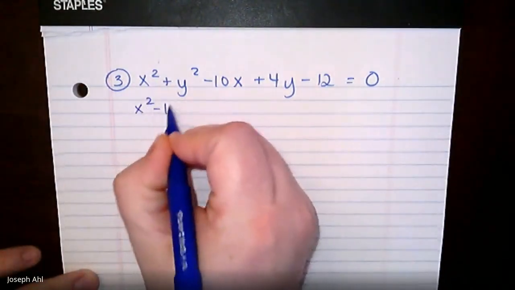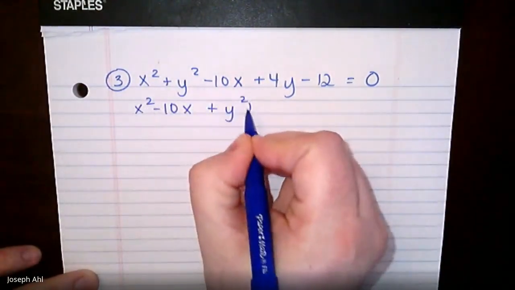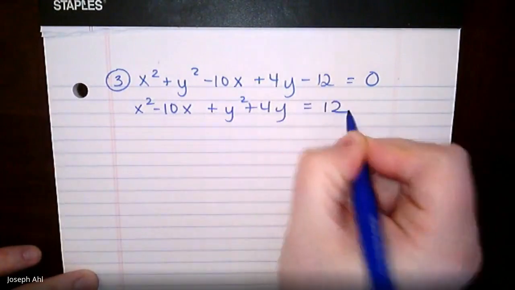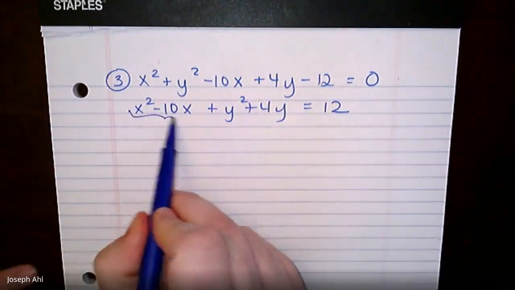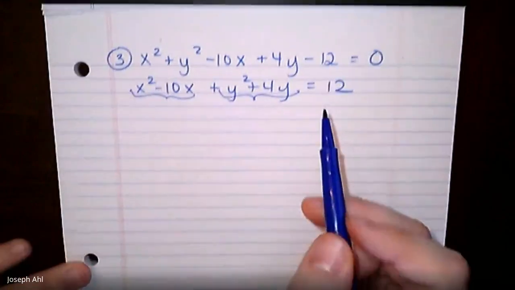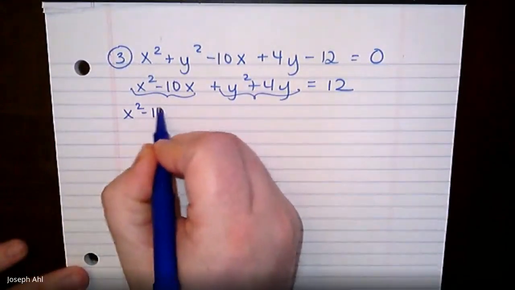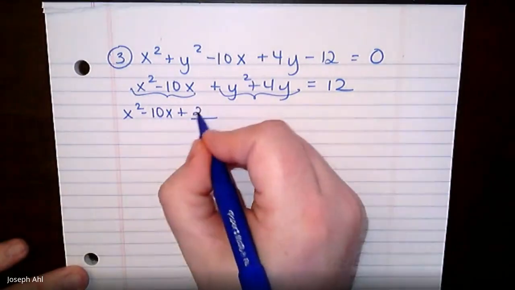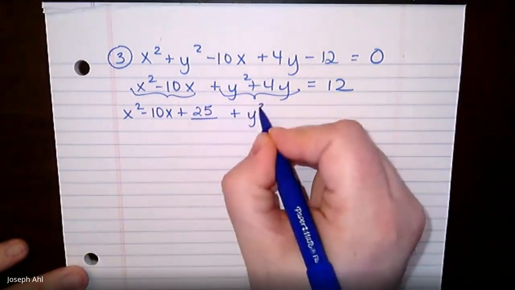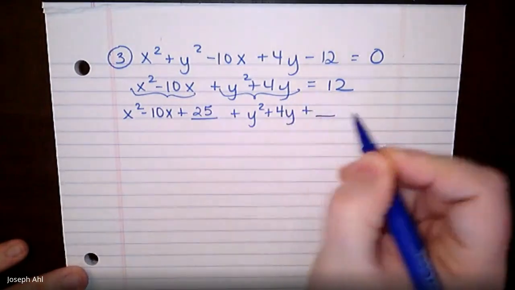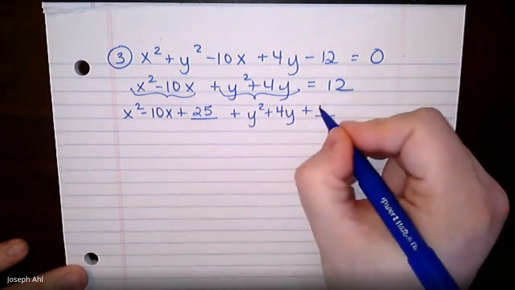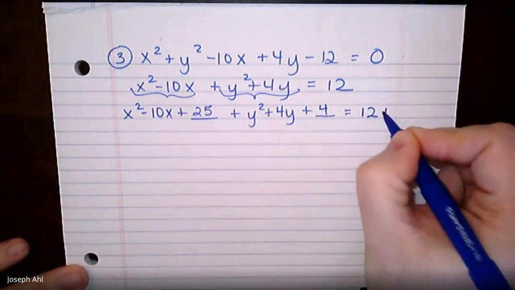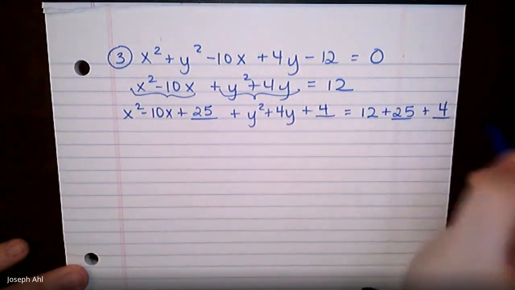Group those x's, group the y's, add the 12 to the other side. With my group of x's and my group of y's, we have to complete the square. So it's going to be x squared minus 10x plus blank. -10 divided by 2 is -5. Squared is 25. y squared plus 4y plus blank. 4 divided by 2 is 2. Squared is 4. So on the other side, we also have to add 25 and add 4.